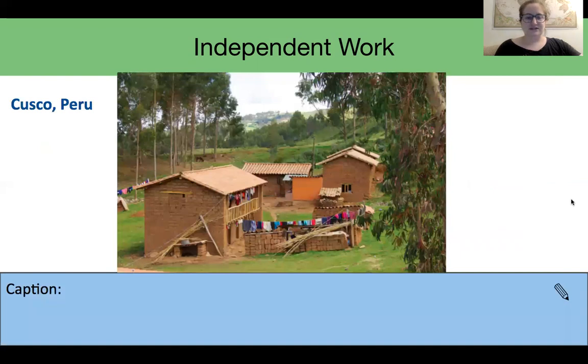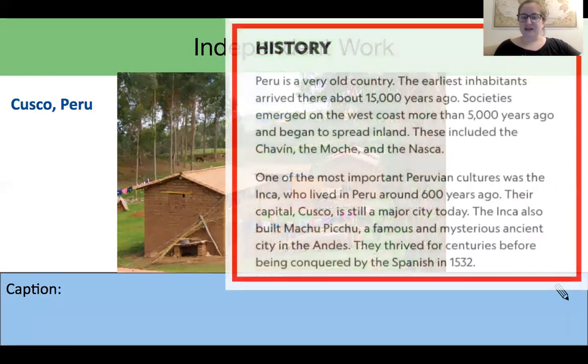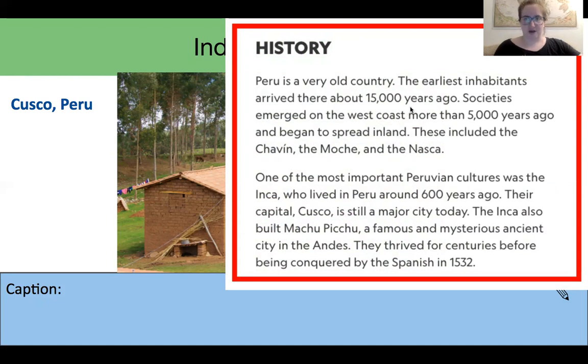I'm going to give you an example. So I looked at this picture in Cusco, Peru, and I wanted to find out more information. So I clicked on the link from the National Geographic website. And here's what I found. This part talks about the history of Peru. It says Peru is a very old country. The earliest inhabitants arrived there around 15,000 years ago.